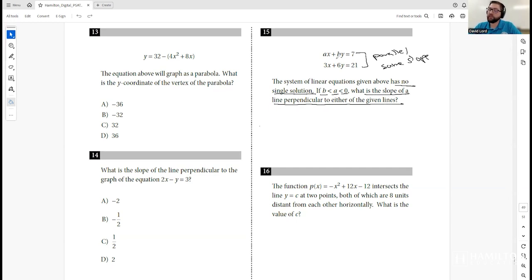Well, we could focus on the A and the B, but 3 and 6 are unknown. So let's find the slope of the bottom line. So we're going to move the x over and divide by 6. So we're going to get y is equal to 21 over 6 minus 3 over 6 times x. So here the slope is equal to negative half, and the perpendicular slope is going to be opposite reciprocal, multiplied by negative 1 and flip it, which gives us 2 over 1. And that's why the answer is 2.